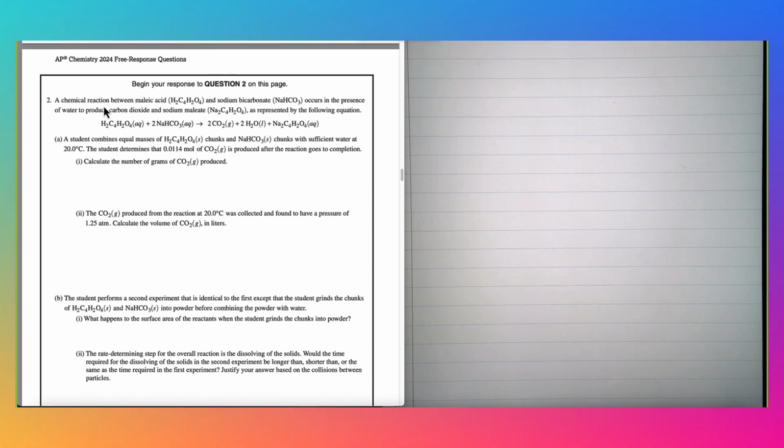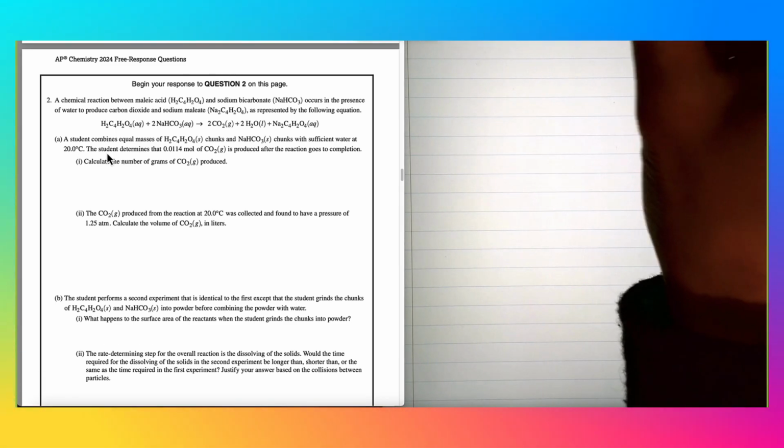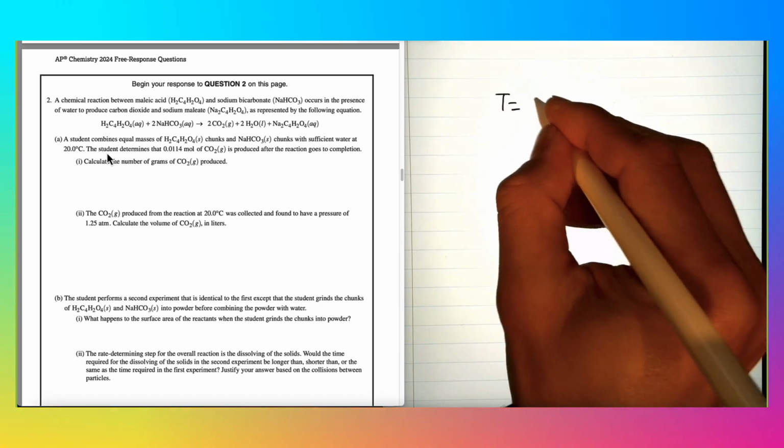The chemical reaction between the maleic acid and sodium bicarbonate occurs in the presence of water to produce the carbon dioxide and sodium malate. Okay, so they are just describing what the balanced reaction will look like. A student combines the mass of the maleic acid chunk and the sodium bicarbonate chunks with sufficient water at 20 Celsius. So we'll write down that the temperature equals 20 Celsius.